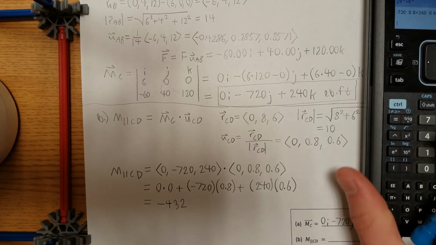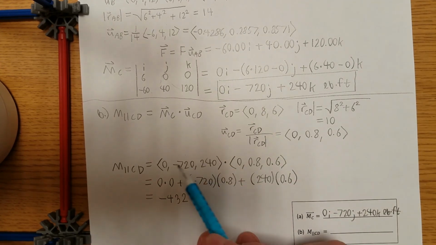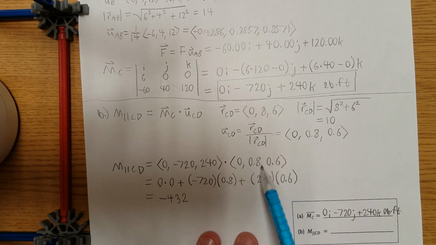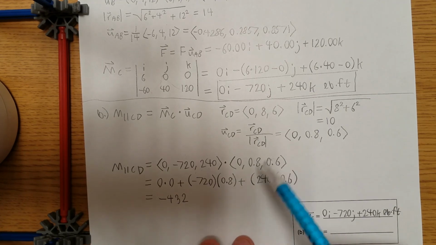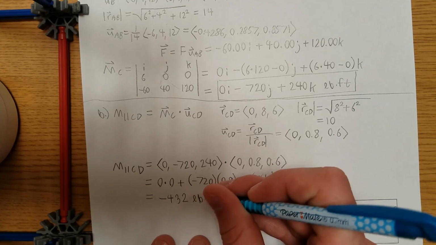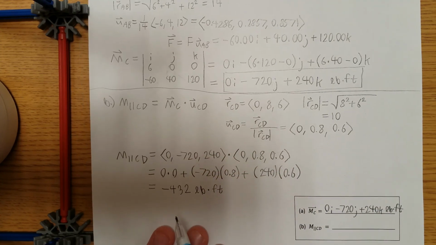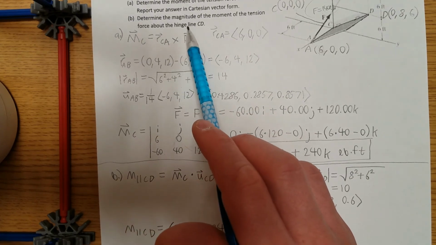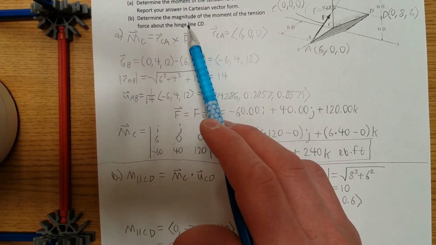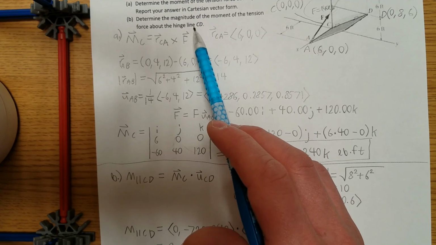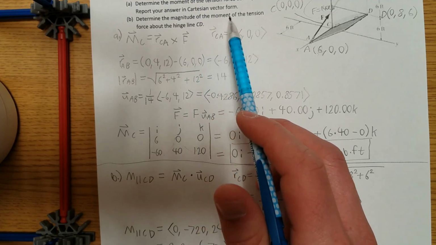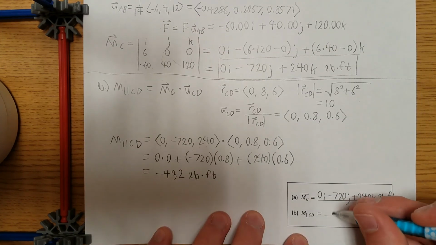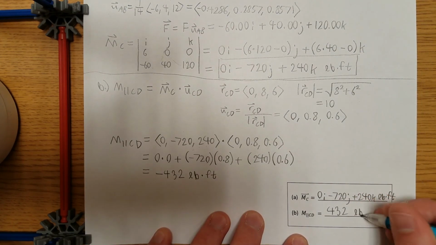And again, this is moment, and this was given in pound-feet, and this here is a unit vector, so this doesn't really have units. So the units we have here is pound-feet, negative 432 pound-feet. And the question just said magnitude. So if it says magnitude, it doesn't really matter what the direction is. So we should be able to just write in our answer key here, 432 pound-feet.